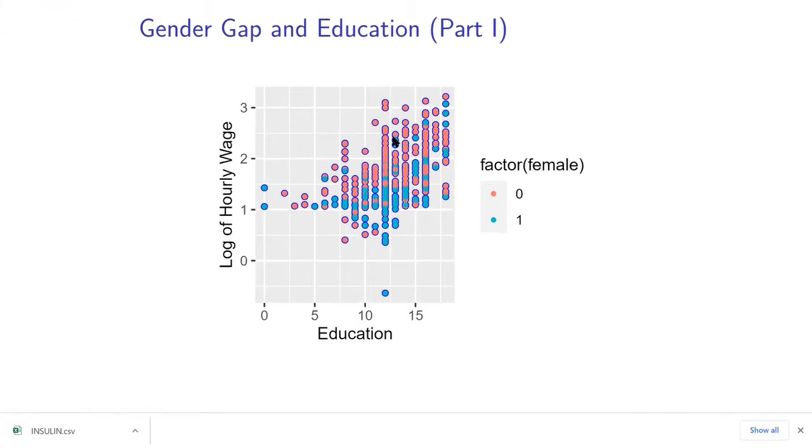When the years of education increase, we start to see more blue dots emerging at the top, suggesting that more female workers start to earn higher wages. This plot seems to suggest that education might cause gender gap on wages to close a little bit.